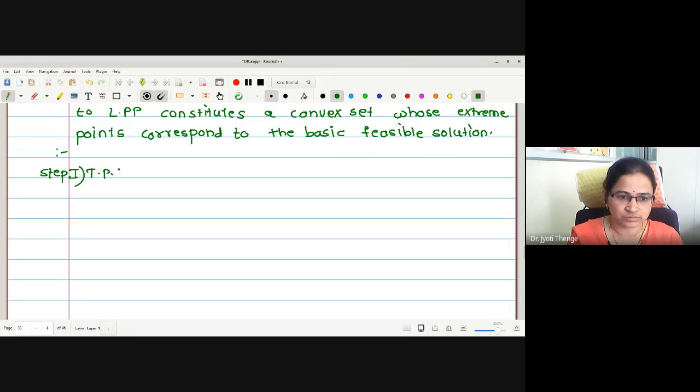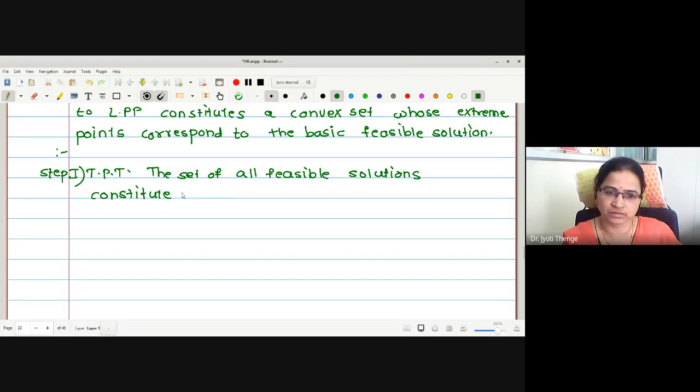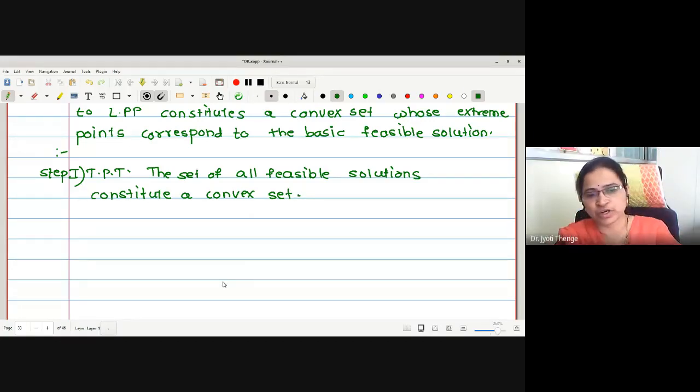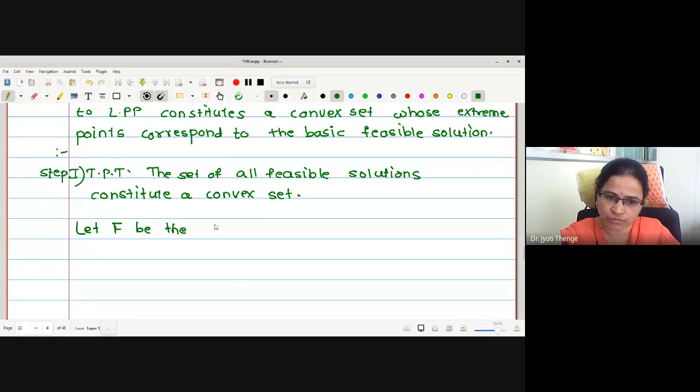To prove that the set of all feasible solutions constitutes a convex set, what should I prove in order to prove the set to be a convex set? The line joining two points lies in the same set. Good. That is, the convex combination of two points is in the same set. Okay. Here we will write: let capital F be the set of all feasible solutions.